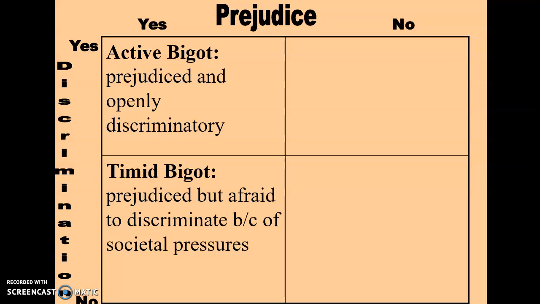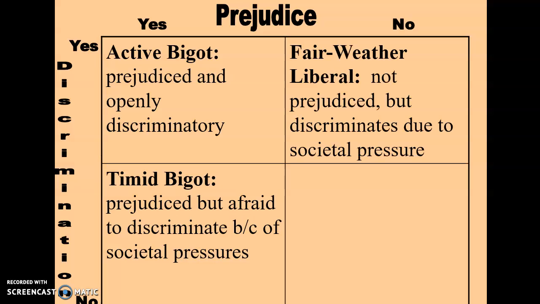They may not discriminate because they are afraid that they are going to get in trouble. So, for example, a manager who continues to hire women, even though he feels that women are inferior whenever it comes to the work that they produce, but does so because he's afraid that he'll be called on the carpet and sued for discrimination, would be a timid bigot. If you are not prejudiced, but you discriminate, you are a fair weather liberal. This is sort of like the opposite of the timid bigot. It's someone who discriminates because they feel societal pressure to do so.